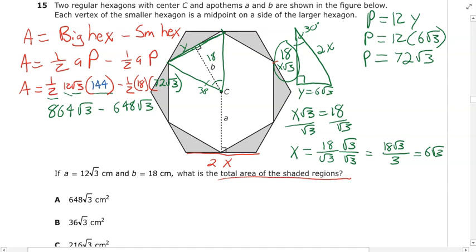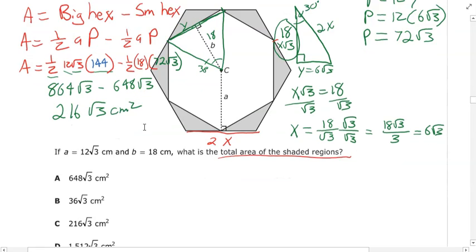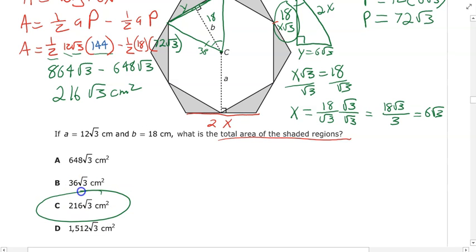And when I subtract those, 864 minus 648, I do get 2, what is that, 16? Square root of 3, yep. So 216 square root of 3. And whatever the units are should be square units for area. So what do we have here? Centimeters? Yeah, so centimeters squared. And that looks like answer choice C should be our answer.